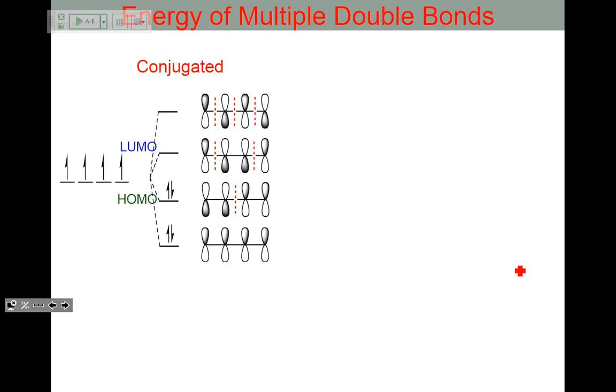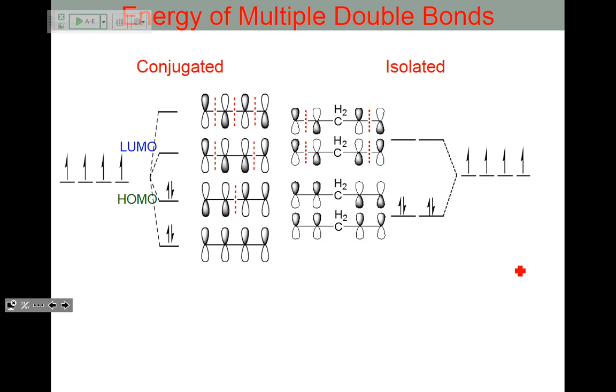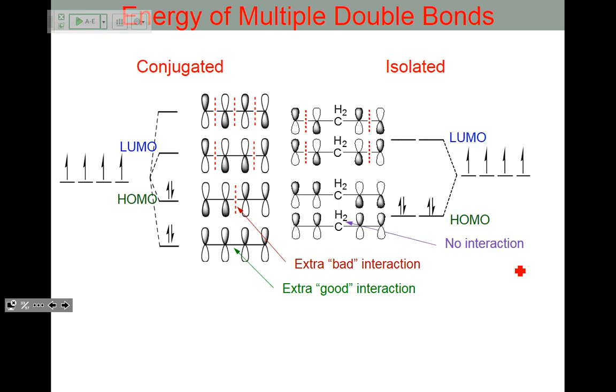Also, this helps us to explain our conjugation. If we look at our conjugated system versus an isolated system, we don't have the same type of orbitals because of this sp3 carbon in between. We're never going to have a good interaction between these because that carbon is blocking the conjugation. So what we end up with is degenerate orbitals, and what that means is we have an extra good interaction in our conjugated system, whereas we have no interaction with our system here.